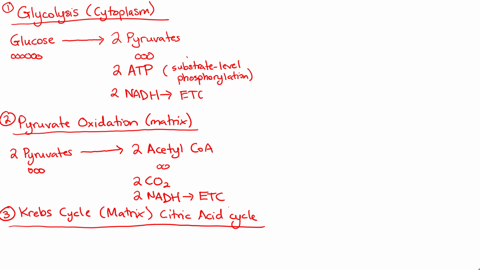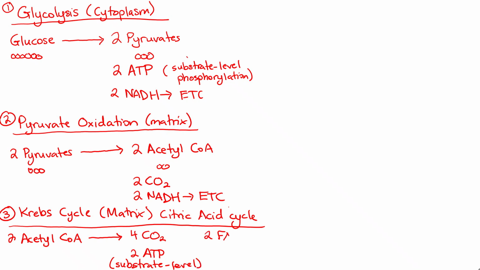What happens here? 2 acetyl-CoA are broken down into 4 products, y'all. 4 CO2, so it's completely oxidized now. It releases 2 ATP through substrate level phosphorylation. So I'm just going to simply write down substrate level because you already know that. And then it releases 2 FADH2 and 6 NADH. So this again, y'all, goes to the ETC.